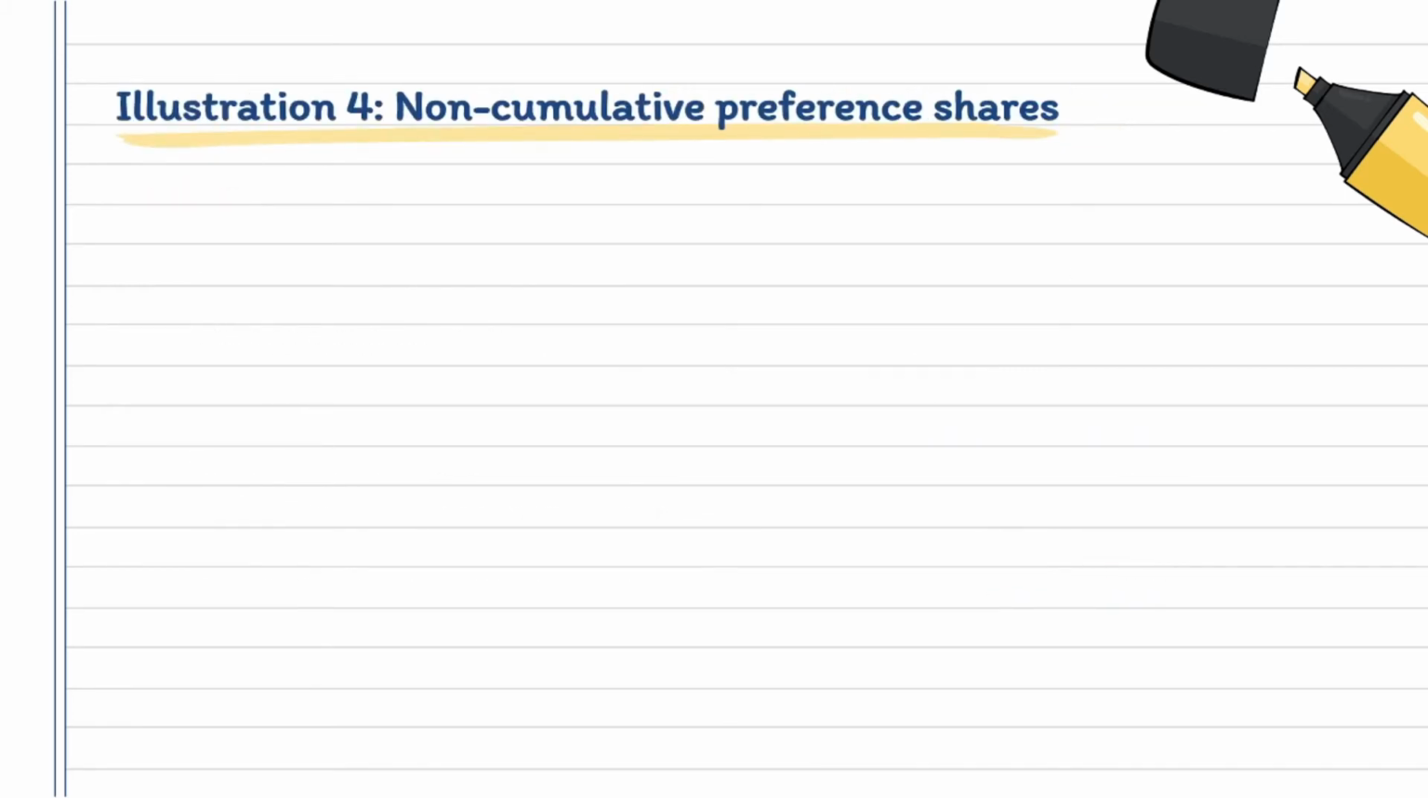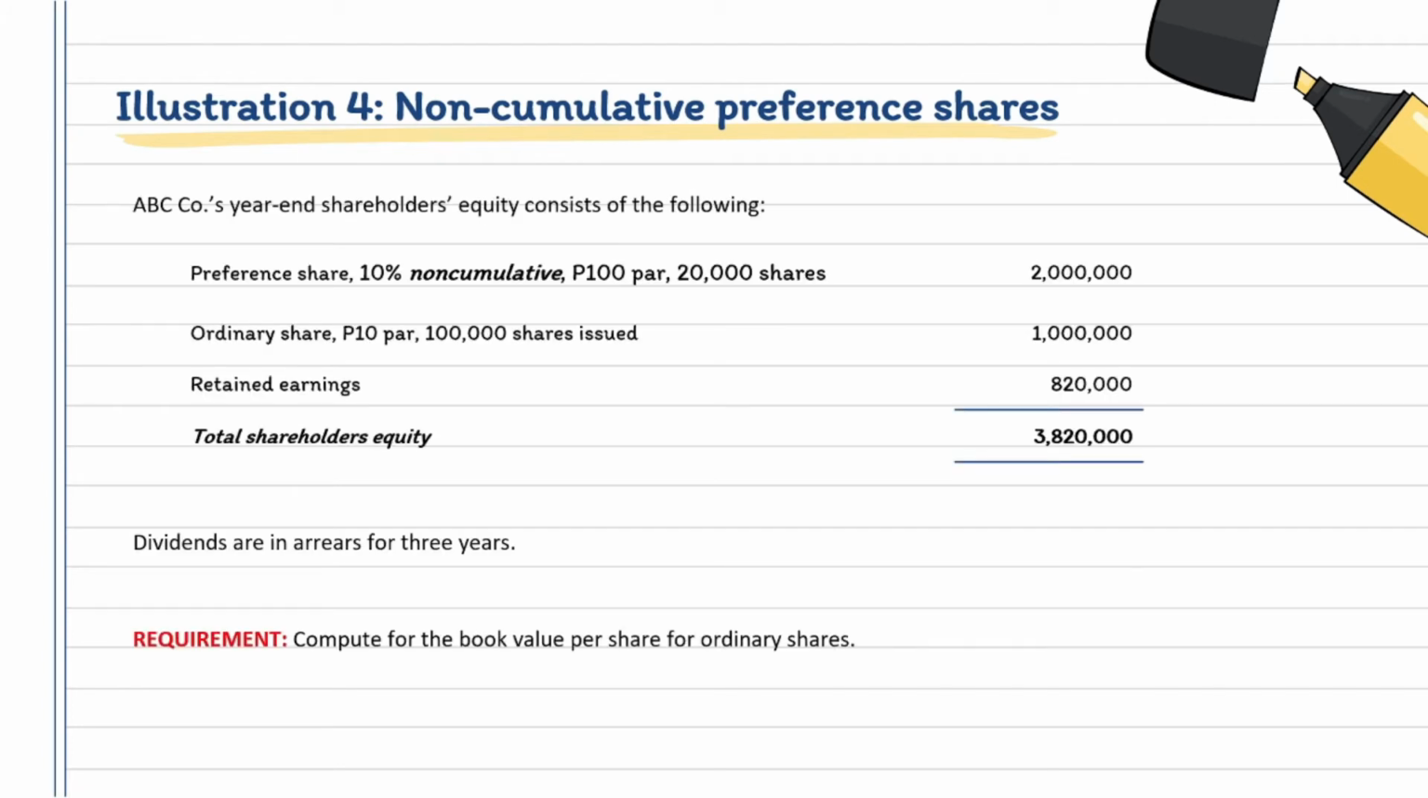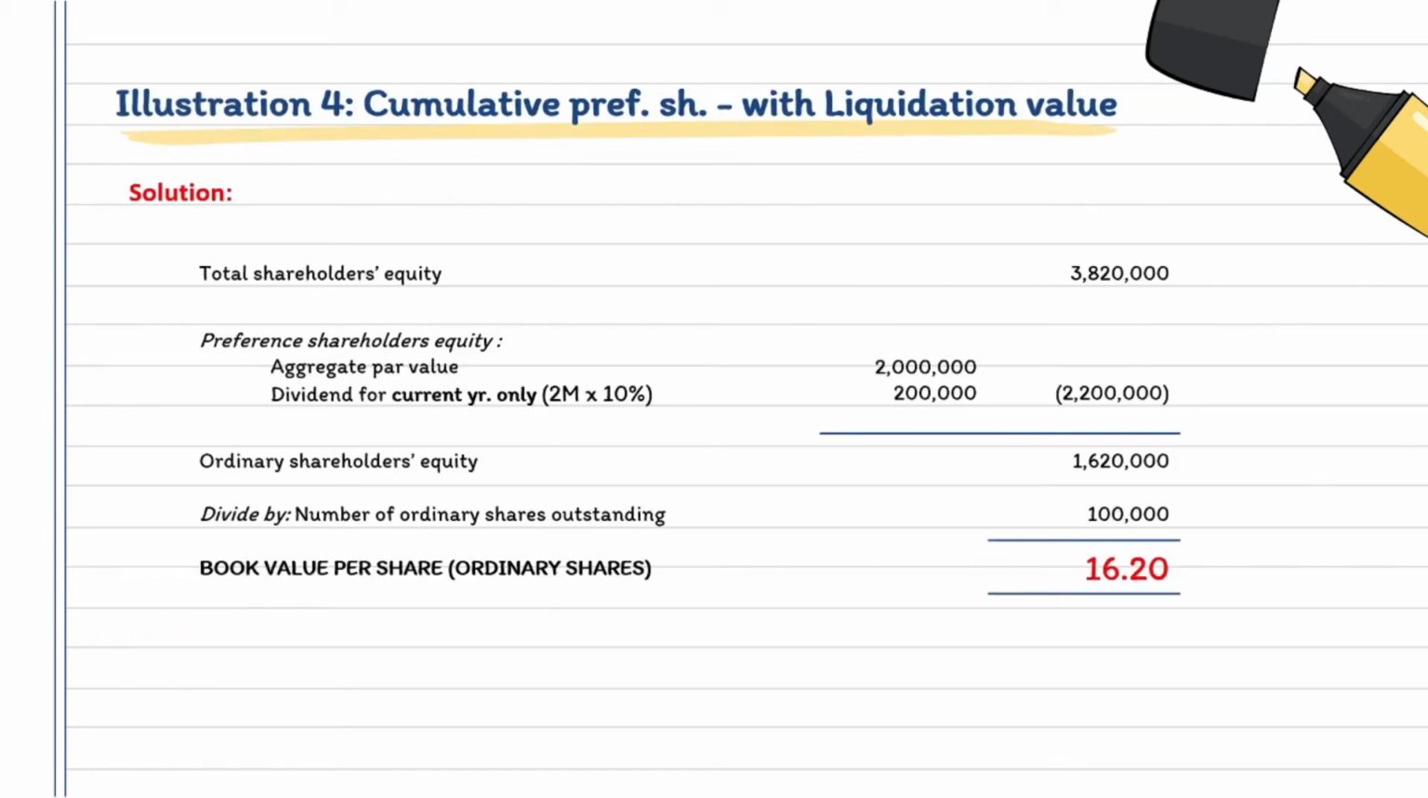Illustration for non-cumulative preference shares. So, same given, pero this time, yung preference share natin ay non-cumulative. To compute for the book value per share, first i-minus natin total shareholders equity natin na 3.82M at yung preference shareholders equity na 2.2M. Paano nakuha yung 2.2M? Yung aggregate par value natin, which is yung 20K shares times 100 par, that is 2M. Plus yung dividend natin for current year only dahil non-cumulative nga siya. That is 200K. Nakuha ito by multiplying 2M sa 10%. So going back, total shareholders equity 3.82M minus 2.2M, that is 1.62M. Ordinary shareholders equity divided by number of ordinary shares outstanding which is 100K. So the book value per share is 16.20.